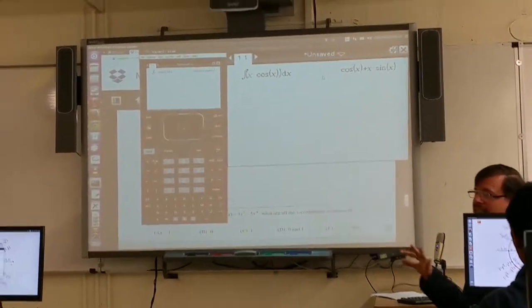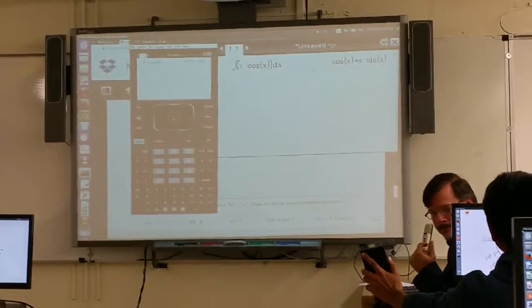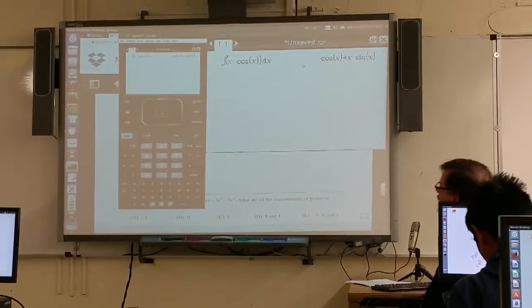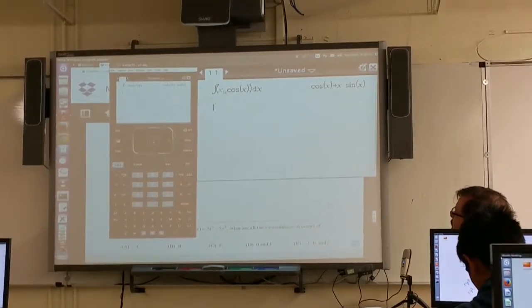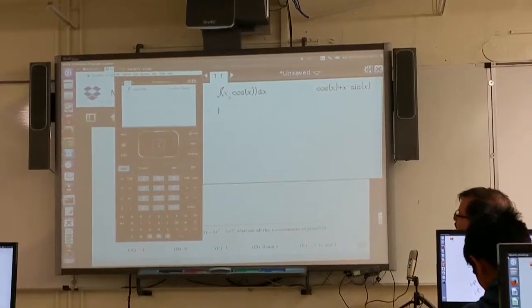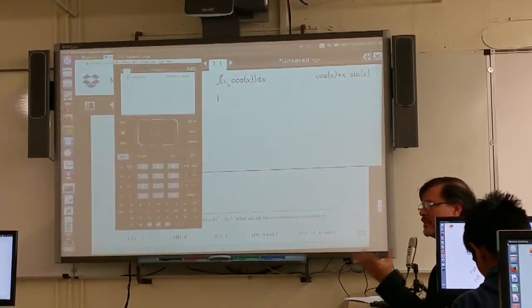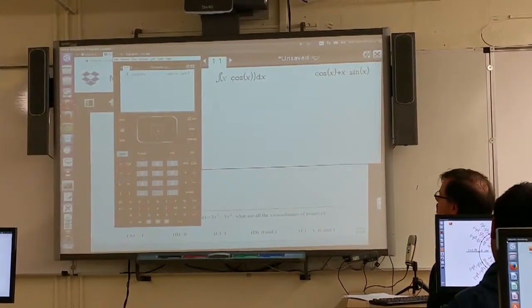Well, the calculator's a little lazy there. If you don't put the times in here, it doesn't recognize cosine as a function. It thinks you're writing x cosine as the name of a function. Be careful. You need the explicit multiply.